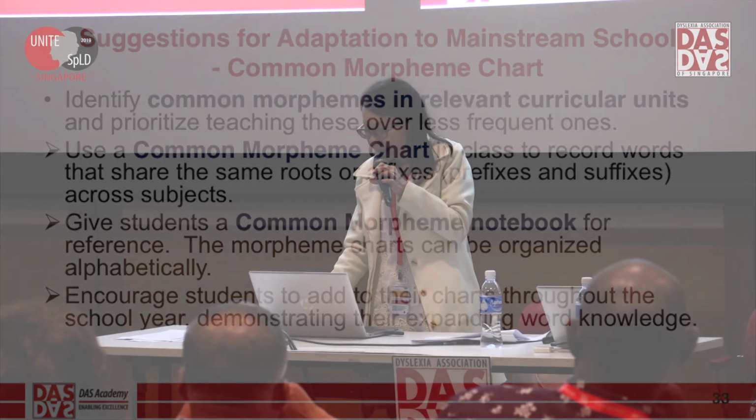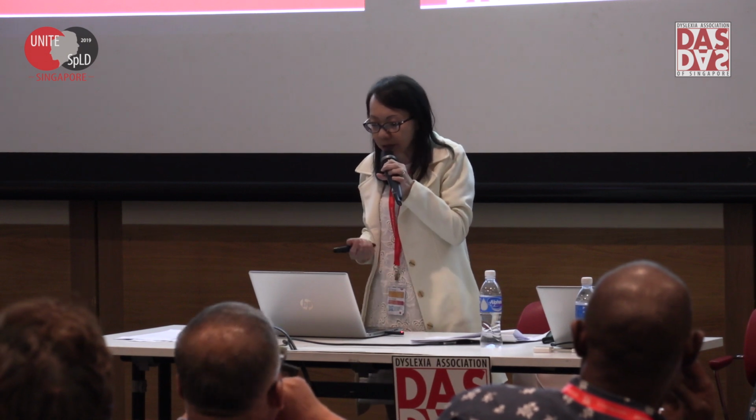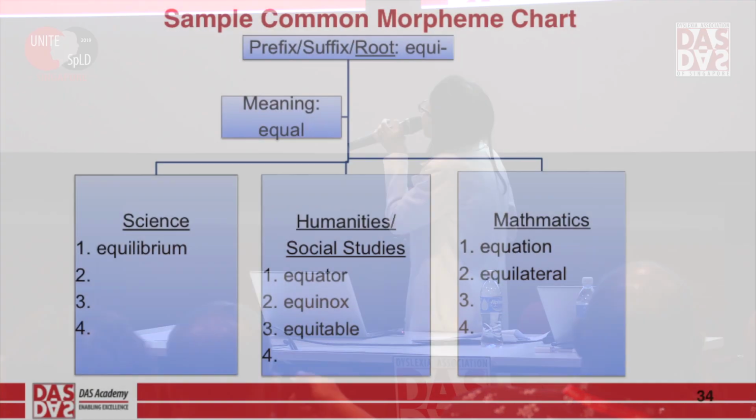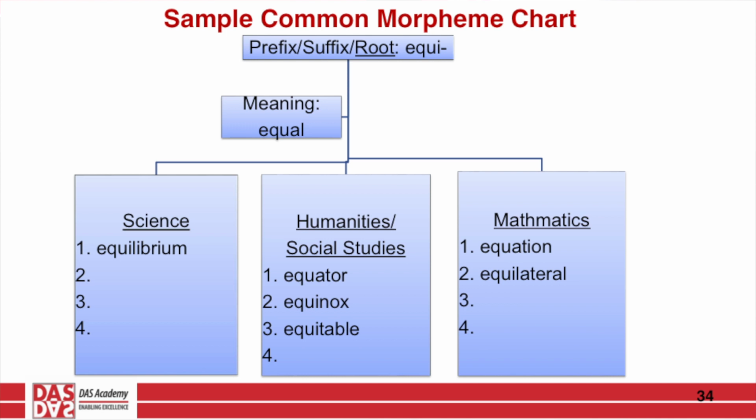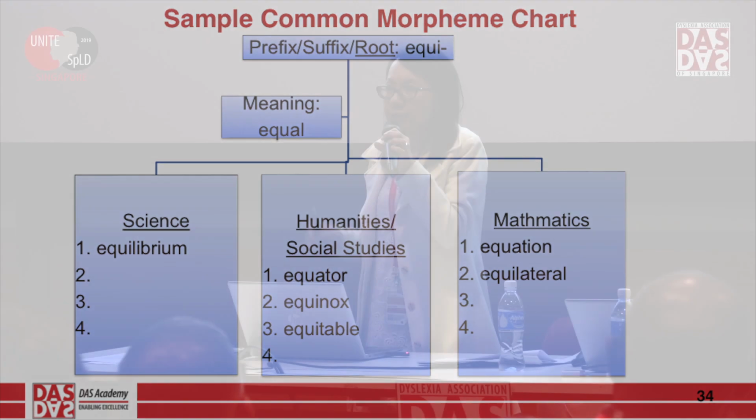And this is the last activity that I'd like you to try. This is using the prefix sub, which means under and below. So what I want you to do is see whether you can generate some words from science, humanities, social studies, or math which have this prefix sub in it.